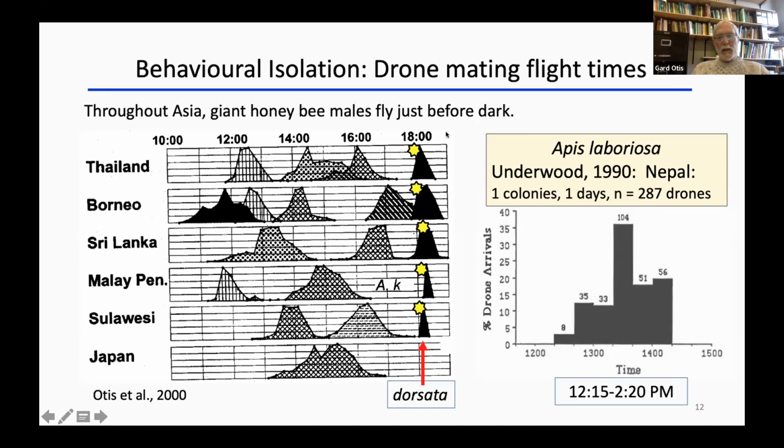That being said, at the right here, you can see Dorsata, and the little yellow stars represent sunset at each of these locations. And in every location where they've been observed and studied, you can see that the Dorsata males take their mating flight starting just before, at, or after sunset, and they're often returning to the nest so late in the evening that it's so dark you can't see them returning to the nest.